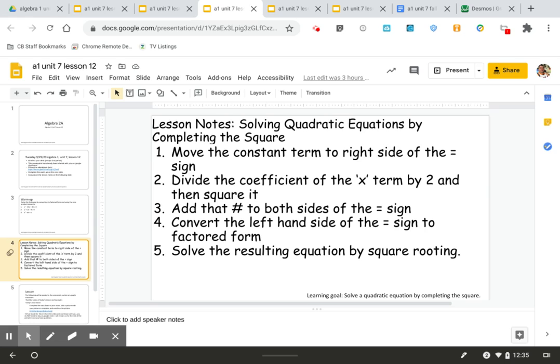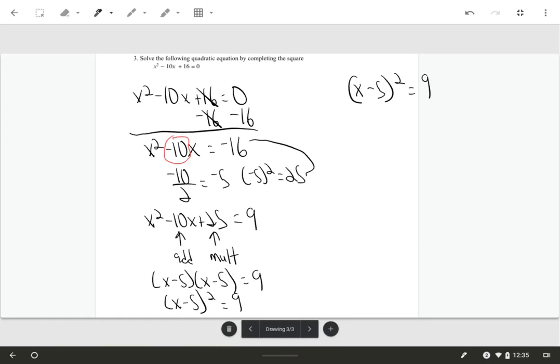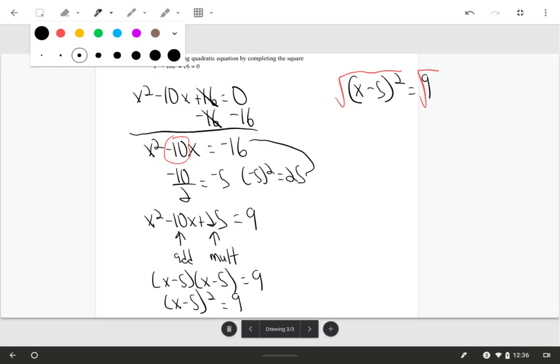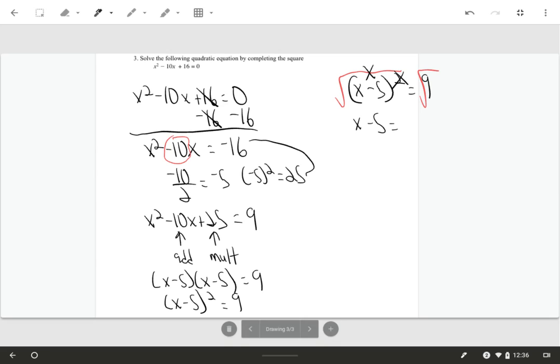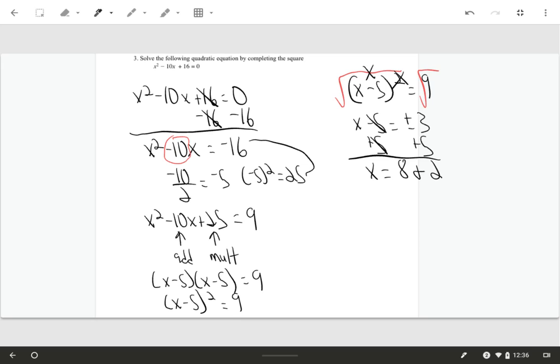Step 5, solve the resulting equation by square rooting. So I'm going to take the square root of both sides. Remember that the square root and the squared cancel each other out, so that gives me x minus 5. On the right-hand side, I have the square root of 9, which is going to be positive and negative 3. And then I will finish this off by adding 5 to both sides. So 3 plus 5 is 8. My second solution is going to be negative 3 plus 5, which is 2. So my solutions are x equals 8 and x equals 2.